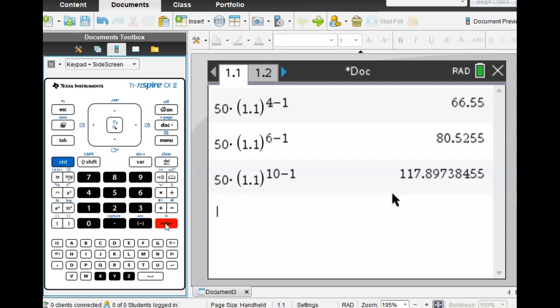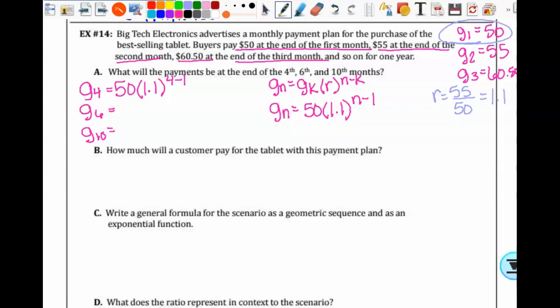Now, we're talking money. If you're correct to 3 decimal places, that's fine. If it's money and you feel like you want to round, that's fine. But if I have to do something with these 3 numbers, I use the numbers that are stored in the calculator. Period, end of story. Okay, so we can say that G sub 4 is 66.55.